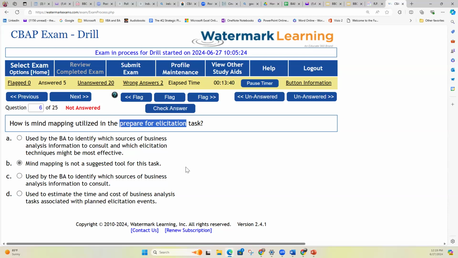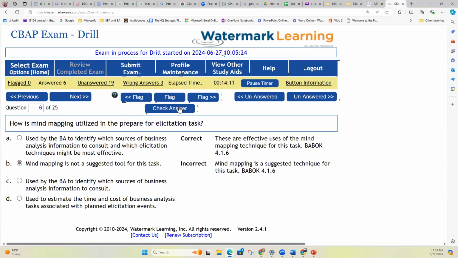So this is a great point to mention, knowing the inputs, the guidelines, the techniques, the stakeholders, all of this is really critical so that you can see, is mind mapping even one of the suggested techniques for this? So we've got a B and an A as votes. I need a tiebreaker, guys. Go with B. Okay, we've got two Bs.